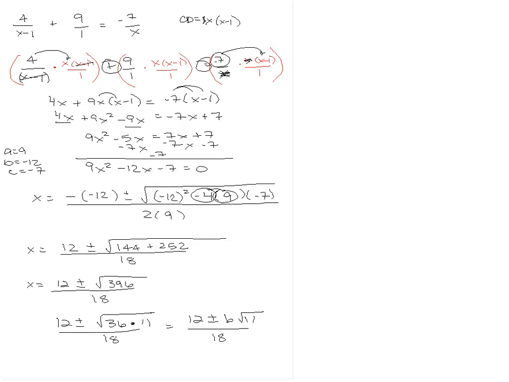Now remember, as long as it works for all three, and it does, we can reduce by 6. 2, 1, 3. So what's my final answer? X equals 2 plus or minus the square root of 11 over 3. Okay? All right, that's one of the things you'll do in 9.3. Another one is going to look like this.